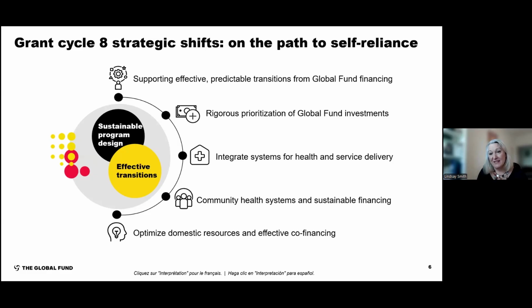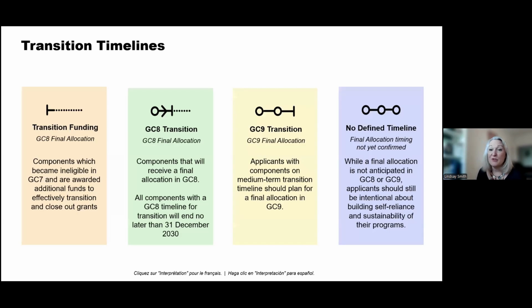Next slide, please. One of the most visible shifts that you would have seen in your allocation letter is the communication of transition timing, which has now been shared with the portfolios and the components that are going to be receiving a final allocation in Grant Cycle 8, or they have been notified that they may receive their final allocation in Grant Cycle 9.